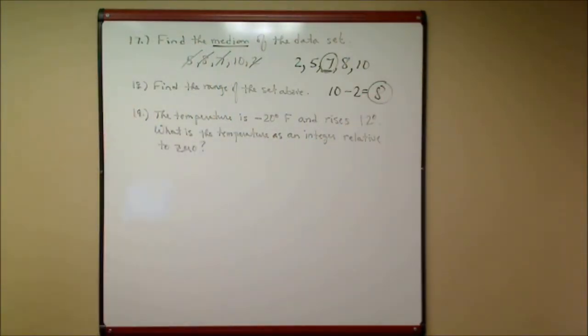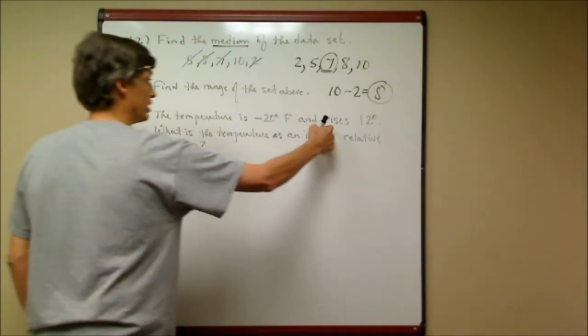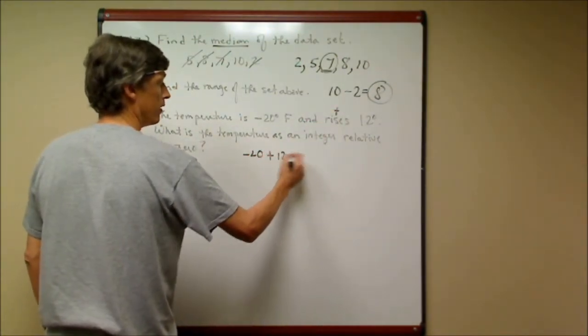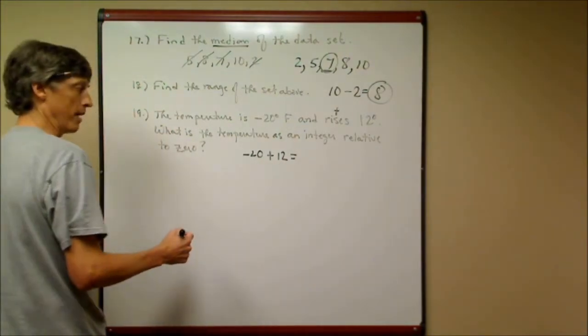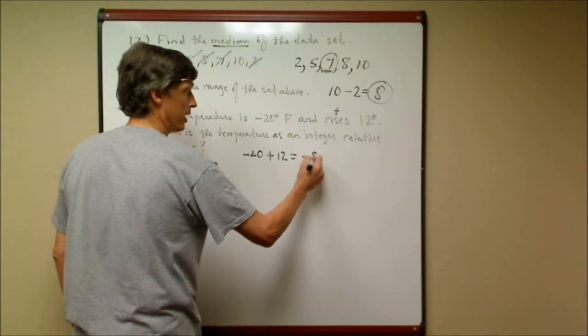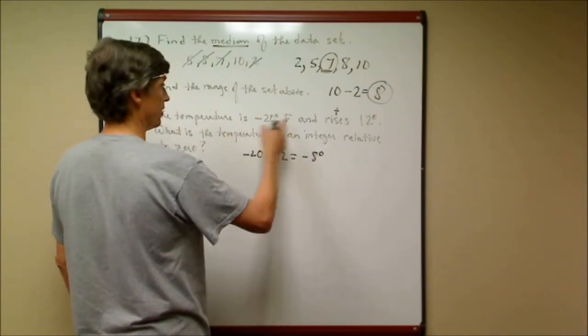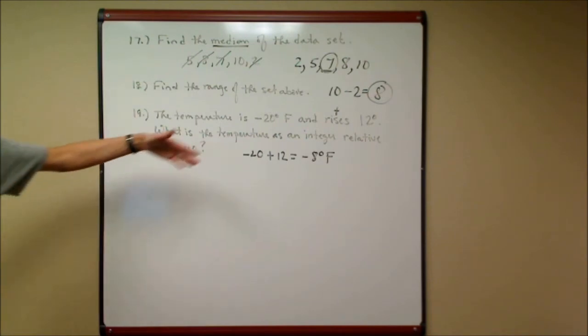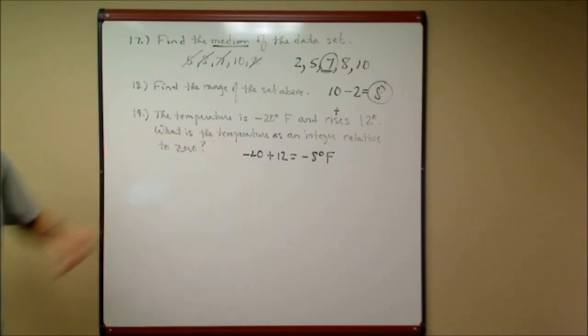The temperature is negative 20 degrees Fahrenheit and rises 12 degrees. What's the temperature as an integer relative to 0? Well, what we're going to do since it rises is we're going to add. We're going to take negative 20 and we're going to add 12. One of each, subtract their absolute values, and be 8, and take the sign of the larger one there. So I'm going to have negative 8 degrees, and this is in Fahrenheit. And that's what they mean relative to 0. It means negative or positive. In this case, it would be negative.